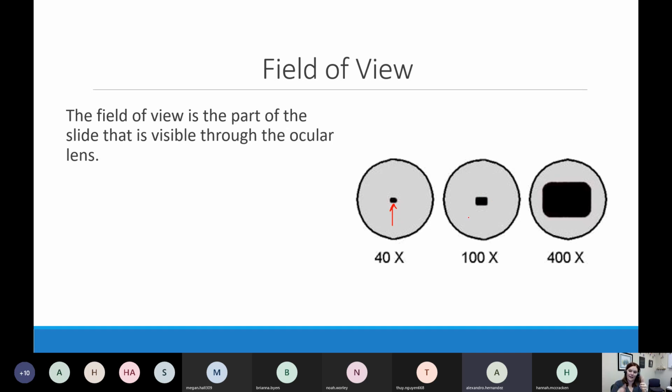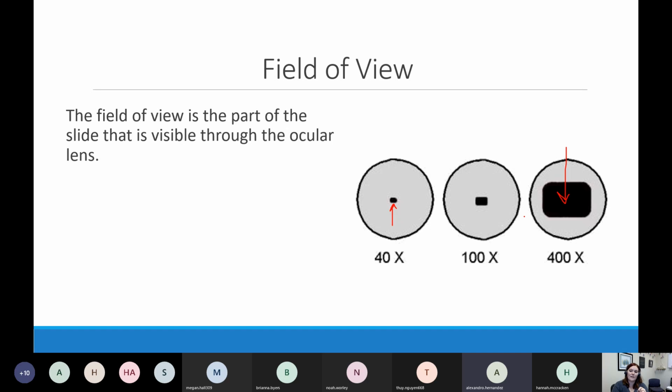I'm narrowing in. And if I go all the way up to my high power objective, I can hardly see anything that's outside the spot. The field of view is how much of that slide you can see at once. As magnification goes up, the amount of space you can see on that slide, your field of view for that slide, gets smaller and smaller.